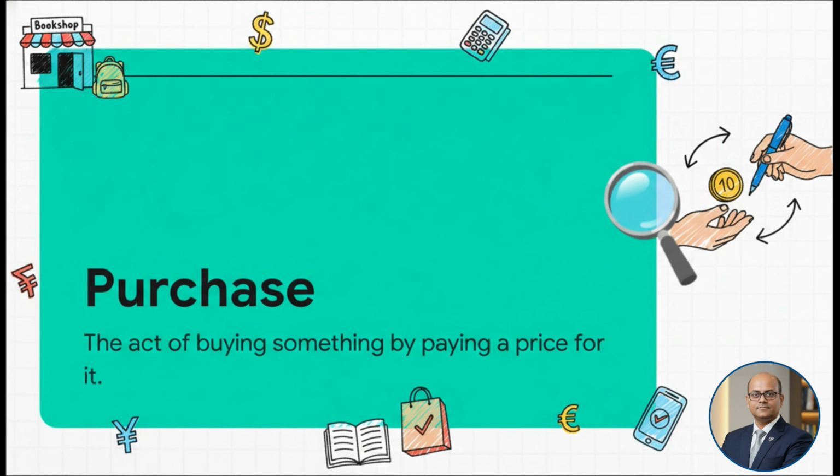So let us start with a very simple idea. What is a purchase? I will explain in simple words. Imagine you are at the school bookshop. You need a new notebook, right? So you give the shopkeeper 20 rupees and he gives you the notebook. That's it. This act of you buying the notebook is called a purchase. It's just a simple exchange of money for an item.